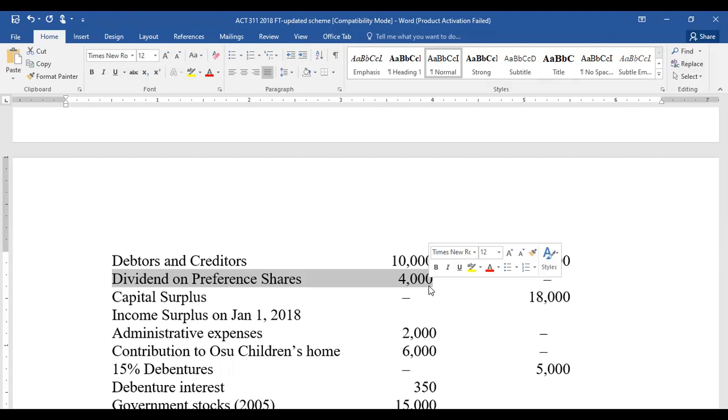6,000. So in your income surplus, you are going to have interim dividend paid for preference shares 4,000, and also final dividend for preference shares outstanding 6,000, or proposed dividend for preference shares 6,000. I want you to do that, then we go and look for that of the ordinary shareholders. Now, let's go to ordinary shareholders.